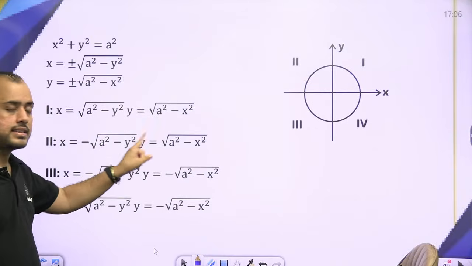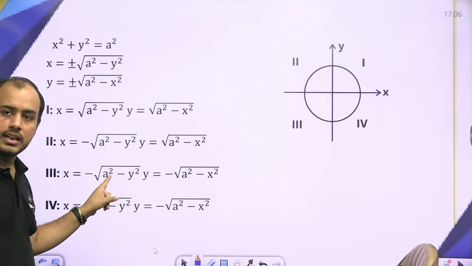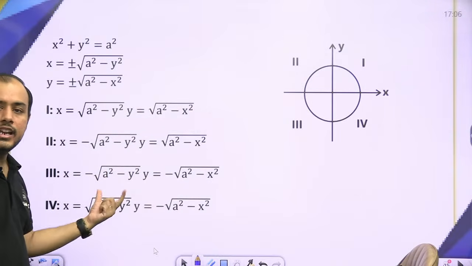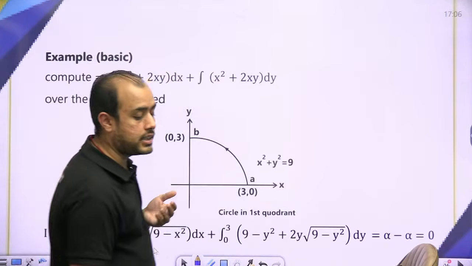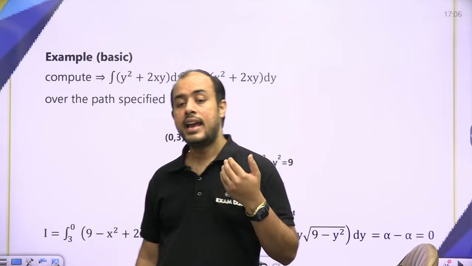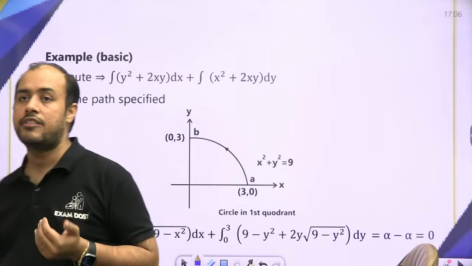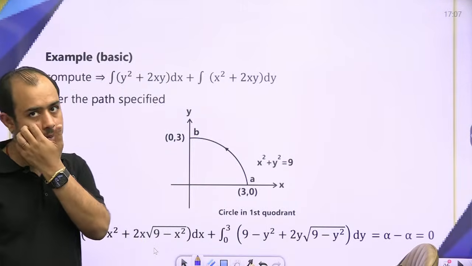In the first quadrant, both x and y are positive. In the second, x negative, y positive. In the third quadrant, both are negative. In the fourth quadrant, x positive, y negative. Or else beta, you can treat a circle as x equal to r cos theta, y equal to r sin theta. Let me explain to you.